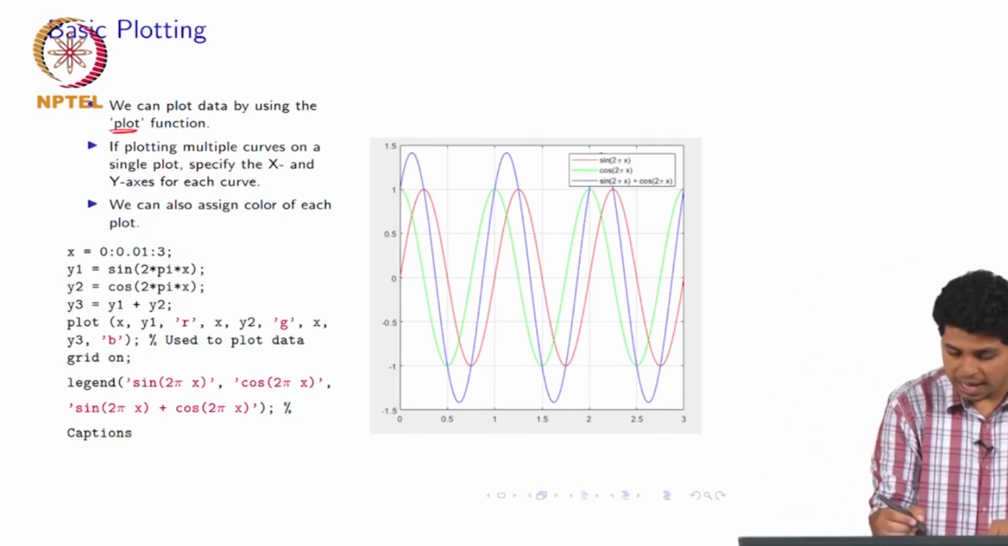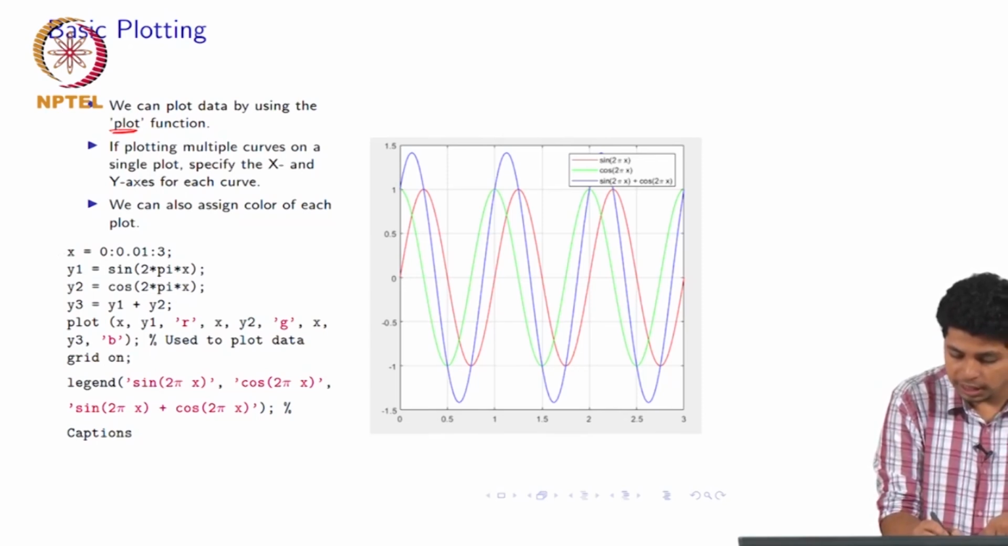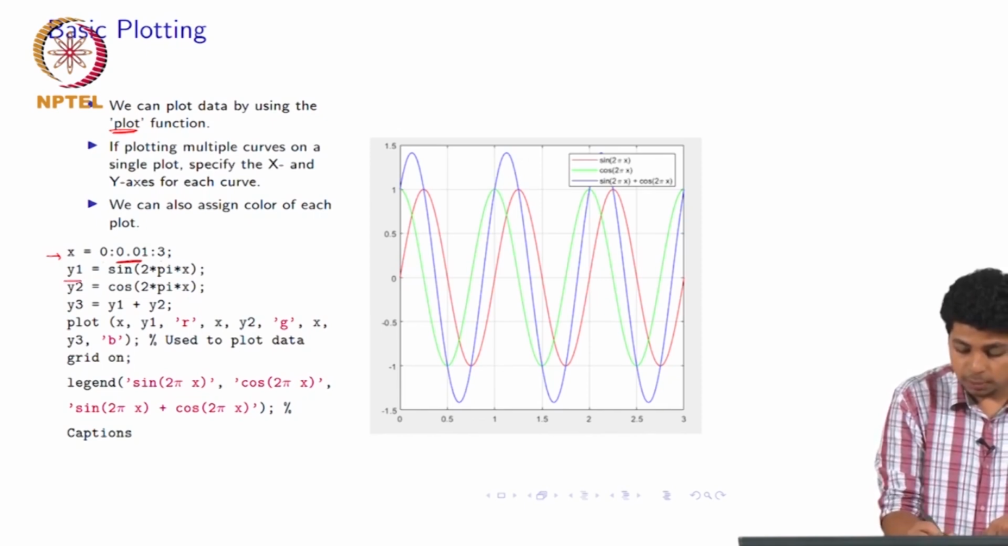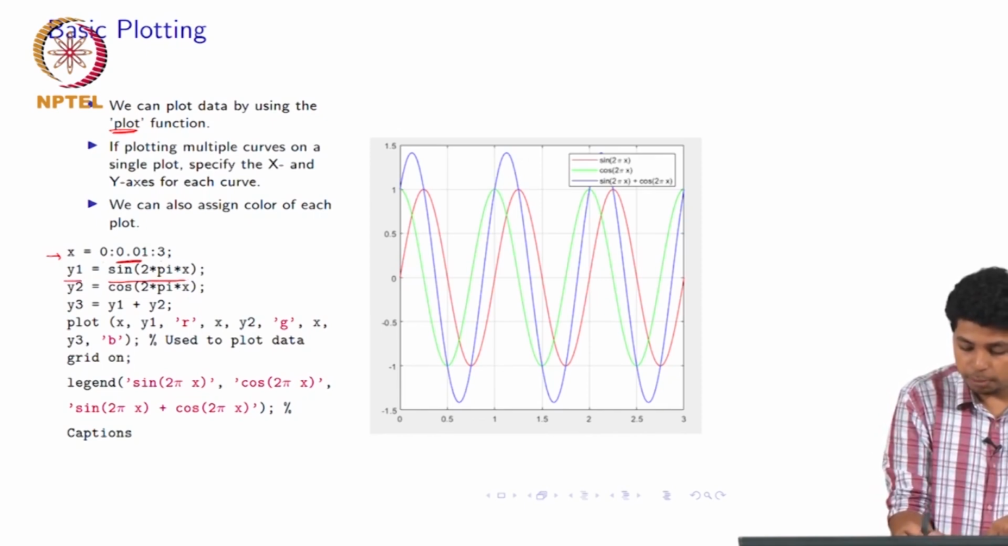So we'll use arrays here. In the code that I've shown here, x is storing values between 0 and 3 with a step size of 0.01. Now y1 is sine of 2 into pi into x.